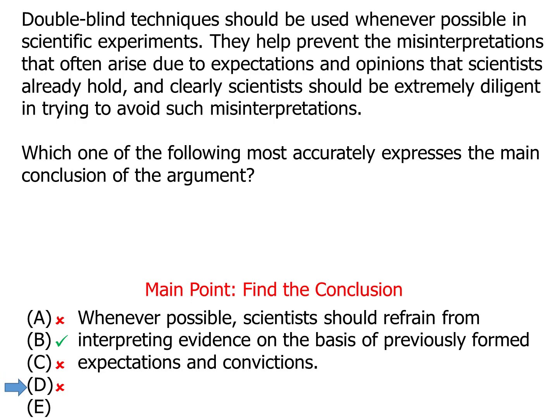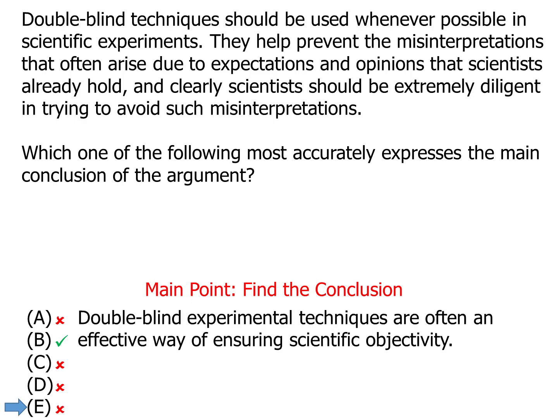On to answer choice D. Whenever possible, scientists should refrain from interpreting evidence on the basis of previously formed expectations and convictions. Notice the answer choice is trying to fool you because it uses that phrase from the conclusion, whenever possible. But the rest of the answer choice is not the conclusion. The conclusion isn't whenever possible they should refrain from interpreting evidence on the basis of previously formed expectations. It's whenever possible they should use double-blind techniques.